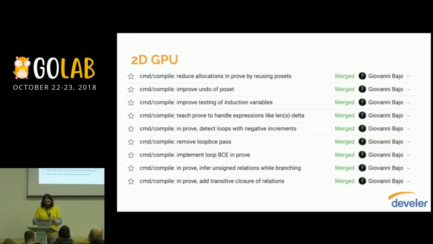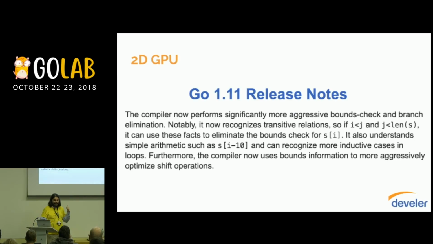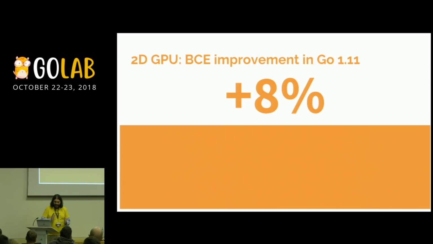So I sent a patch series that was merged for Go 1.11, and actually there is a paragraph in the release notes. And now the Go compiler is able to do more aggressive bound checking elimination. For instance, it can understand the transitive relations between variables and simple arithmetic accesses and stuff like that. This is work that I contributed back in the previous cycle, so it's now available in Go 1.11, and it gives me about 8% of raw performance.